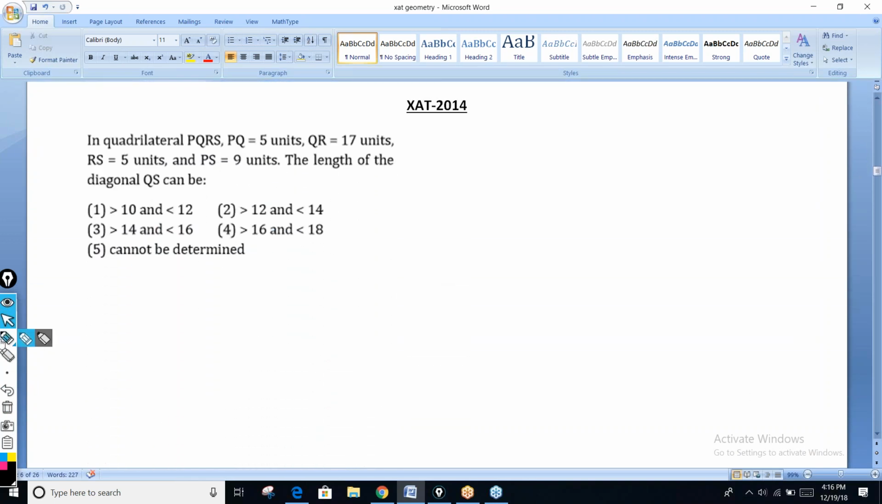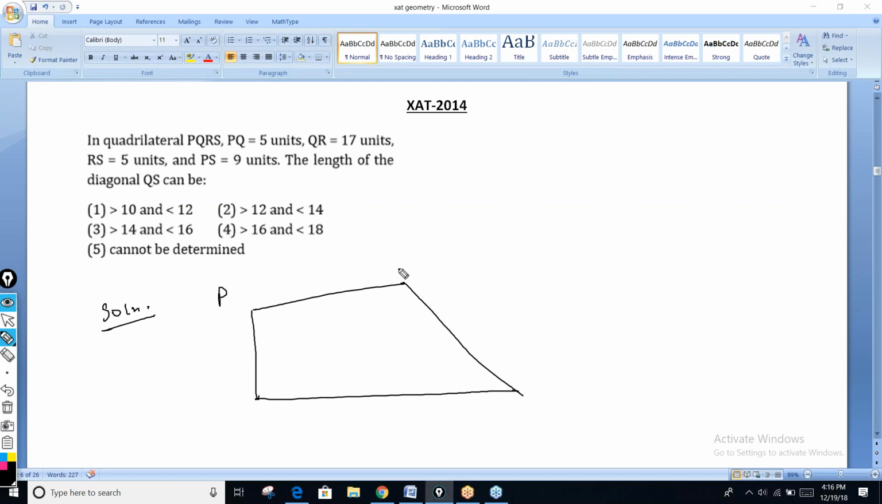That was again an easy question. Basic property of triangle, if you can apply. The question says in a quadrilateral PQRS, you can draw any general quadrilateral. I'm naming them randomly. A quadrilateral PQRS, PQ is 5, QR is 17, RS is 5 again, and PS is 9. So as I said, I have drawn it randomly.